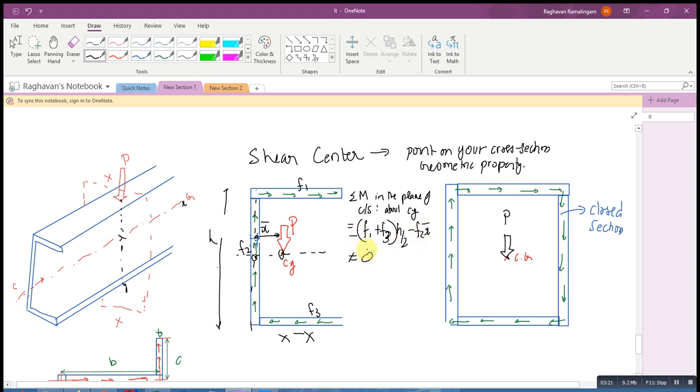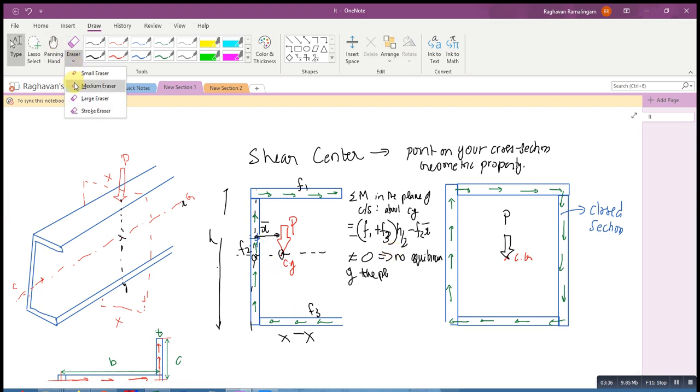I see that this is not equal to 0, which means there's no equilibrium in the plane of the cross section. There's no equilibrium in the plane of the cross section.